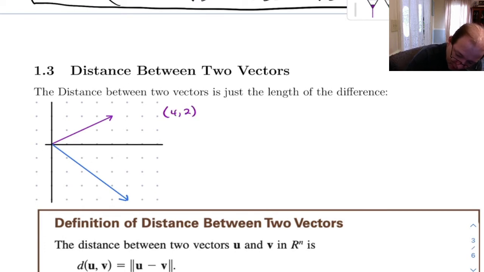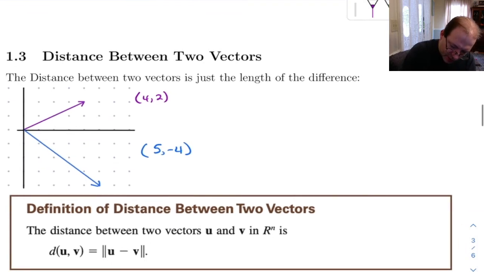And this vector down here is, what was it? It was (5, -4). So if the distance is just the length of the difference, then if this one is u and this one is v, we could do u minus v. And that's going to be 4 minus 5 is negative 1, 2 minus negative 4 is 6.